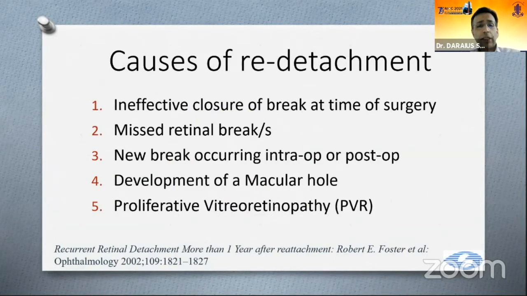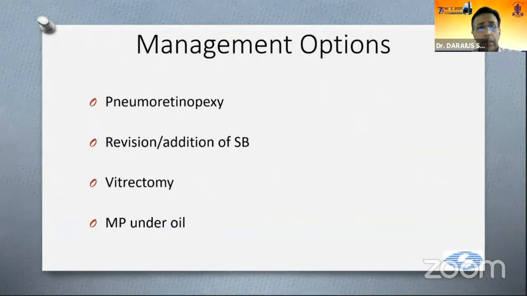Causes of redetachment include the ineffective closure of the break at the time of the surgery. It could be happening because of missed breaks or new breaks, or the development of macular hole. But the most common cause is PVR, which is proliferative vitreoretinopathy. How do you go ahead with such cases? Options include a pneumoretinopexy, a revision or addition of a scleral buckle, a vitrectomy, or membrane peeling under oil.